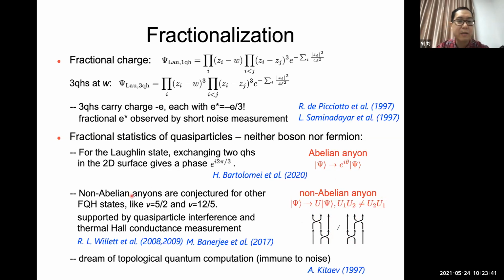And these non-abelian quasi-particles are conjectured for other fractional quantum Hall states, like the states at 5/2 and 12/5. This conjecture is supported by quasi-particle interference and thermal conductance measurements in experiments. And these non-abelian quasi-particles in fractional quantum Hall states could be used as resources for topological quantum computation, which was proposed by Kitaev in 1997.